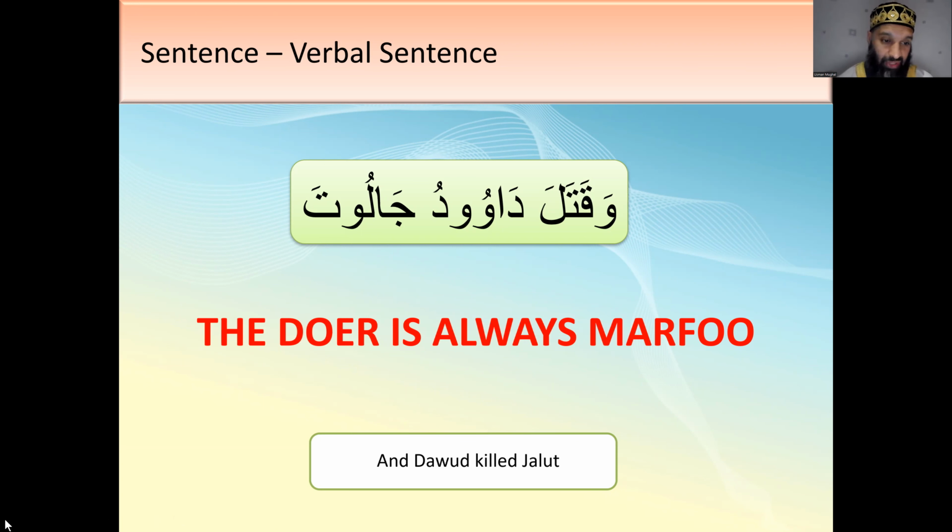Someone asked, could the verb be being done to the majroor word? I don't know if there are any cases like that. But as I said, the Quran is so vast, and when I tell you a rule, it doesn't mean that there are no exceptions. There could be exceptions in certain things, but I don't know if there's any exception to the doer is always marfu and the thing the verb is done to is mansub.